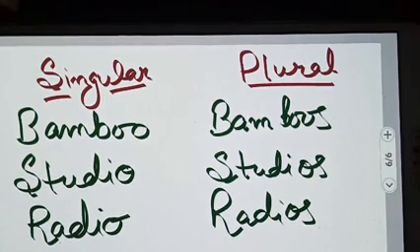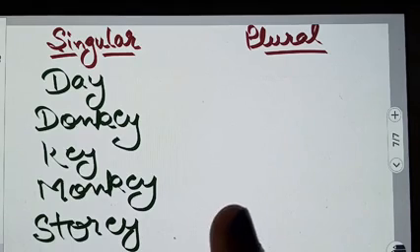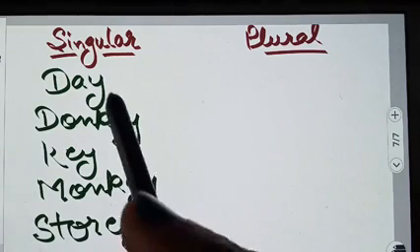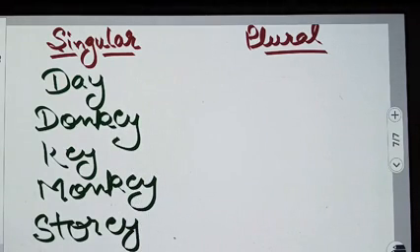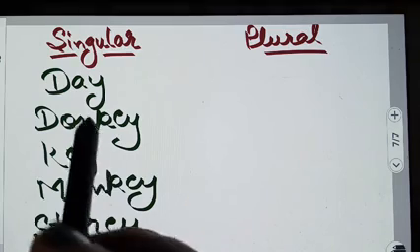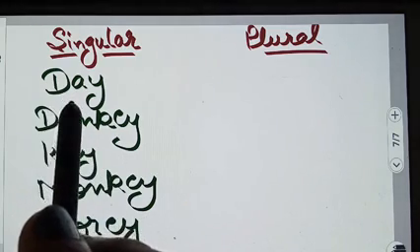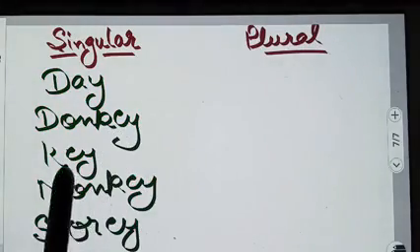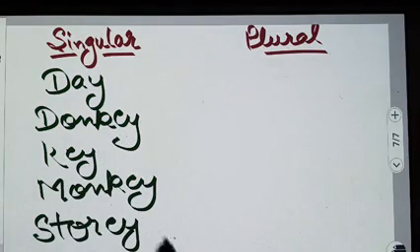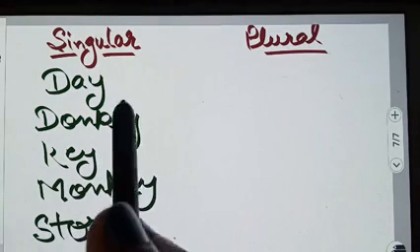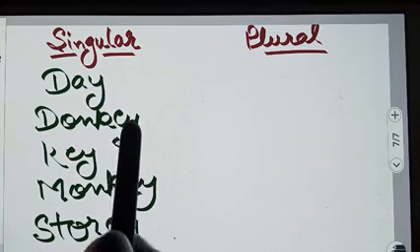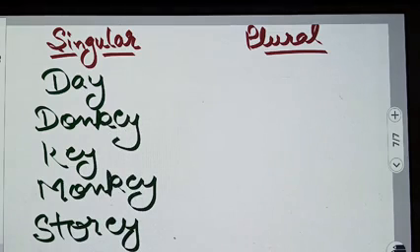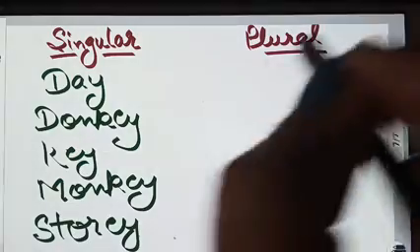So let's see further. Students, as we had taken the example of o, here you can see all words are ending with y. But you can notice one more thing here, that every y is following a vowel. A-y, day, D-A-Y. Here E is there before Y. And if you find any singular word ending with y, but y is followed by a vowel, then definitely you will put s only. Simply you will add s and it will become plural.